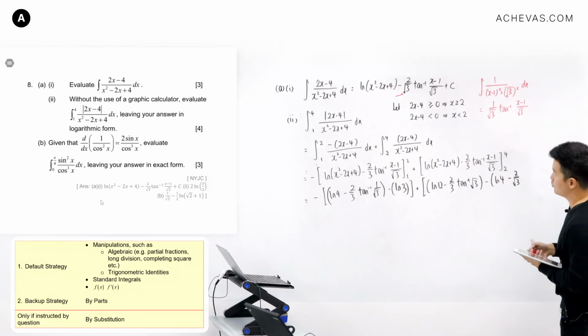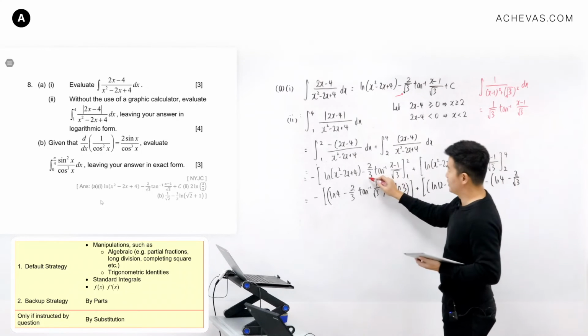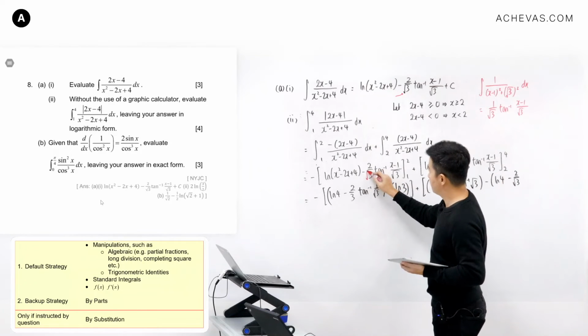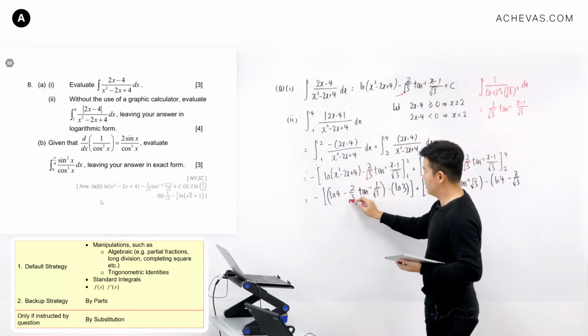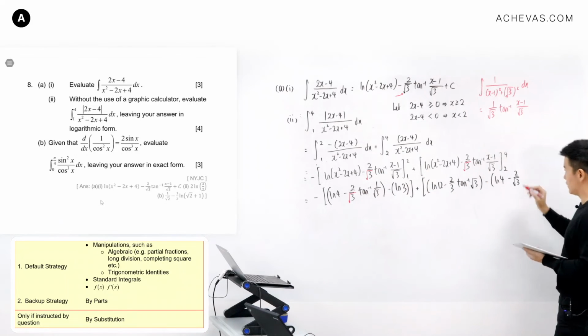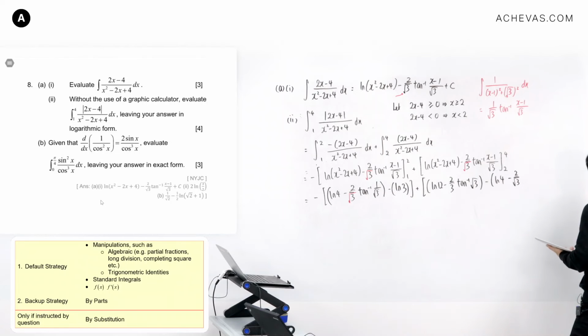It should be square root of 3. So here, it should also be a square root of 3. The same for this. It should be a square root of 3. So here it should be a square root of 3. So here is now square root of 3. So this tangent inverse of 1 over square root of 3.